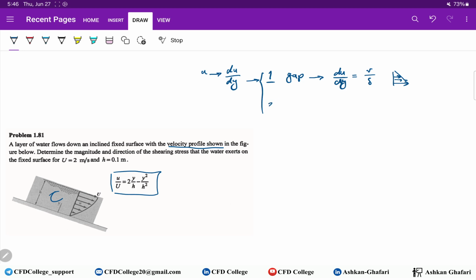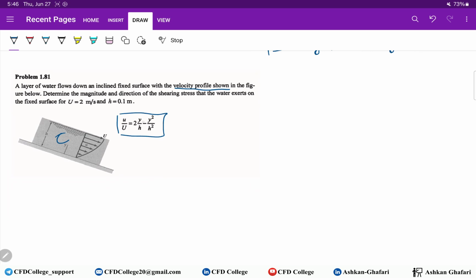The second situation is when we are given the velocity profile, like what we have here. If you have the velocity profile, you can find du over dy. You just need to take the derivative.